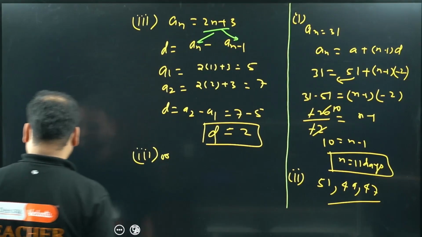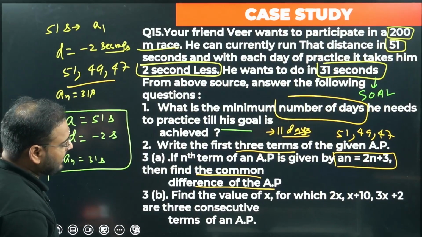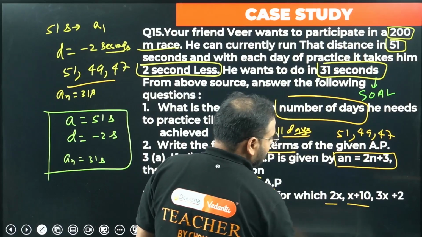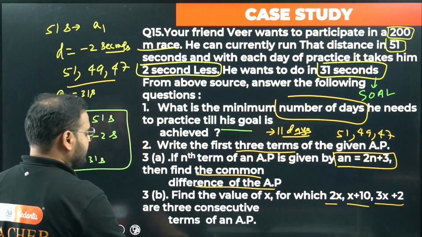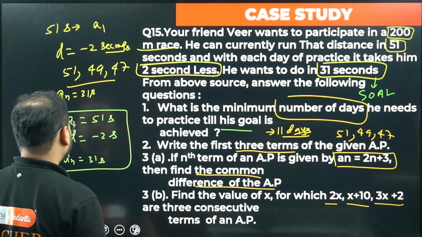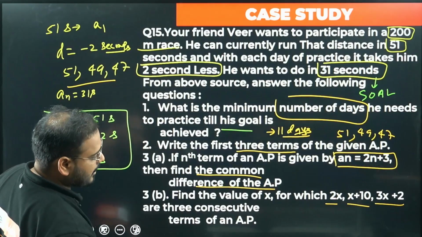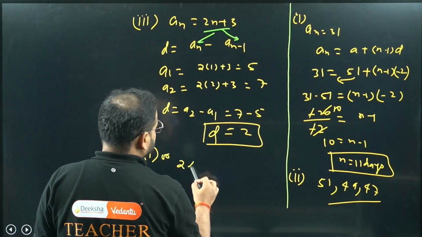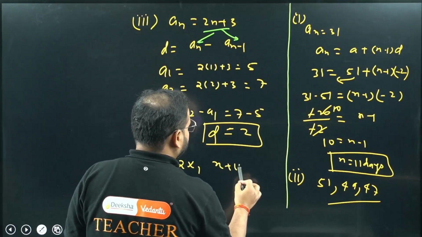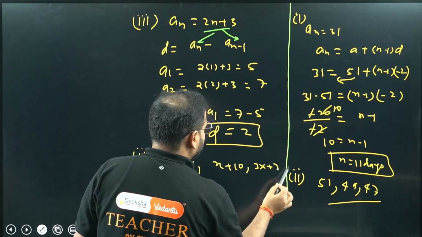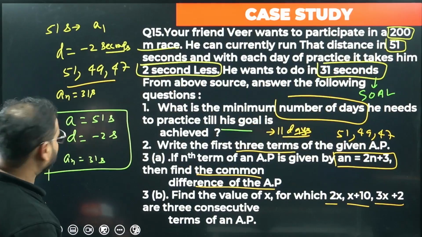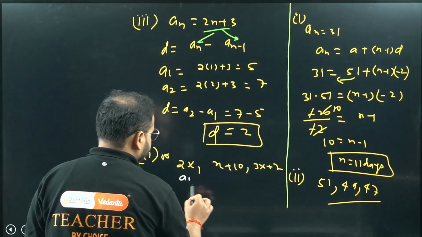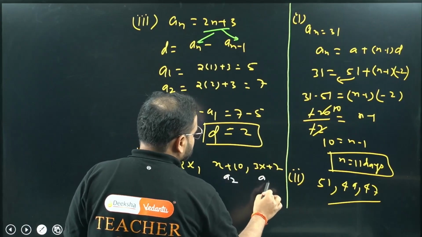Find the value of x for which 2x, x plus 10 and 3x plus 2 are the 3 consecutive terms of an AP. First, the AP terms are 2x, x plus 10, 3x plus 2. Let me cross check once to be sure. Yes. Now have a look. This is my a1, this is my a2, this is my a3.